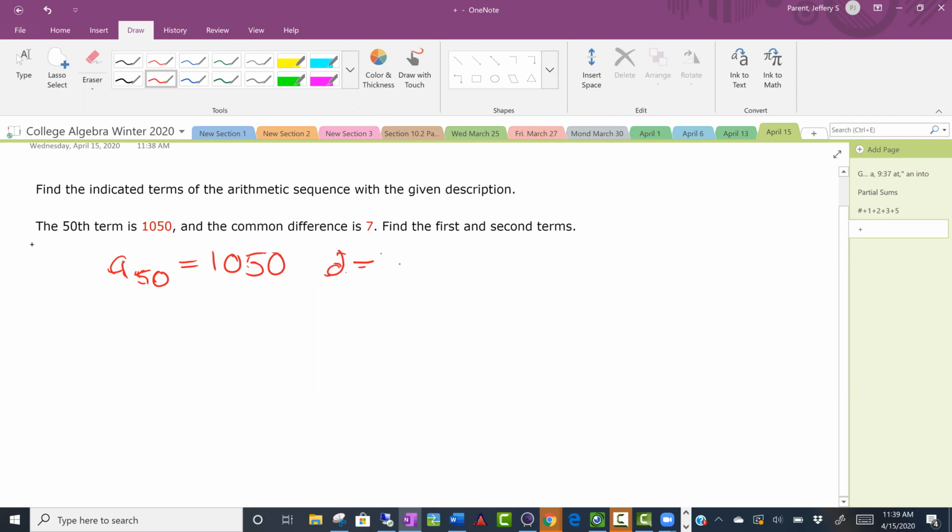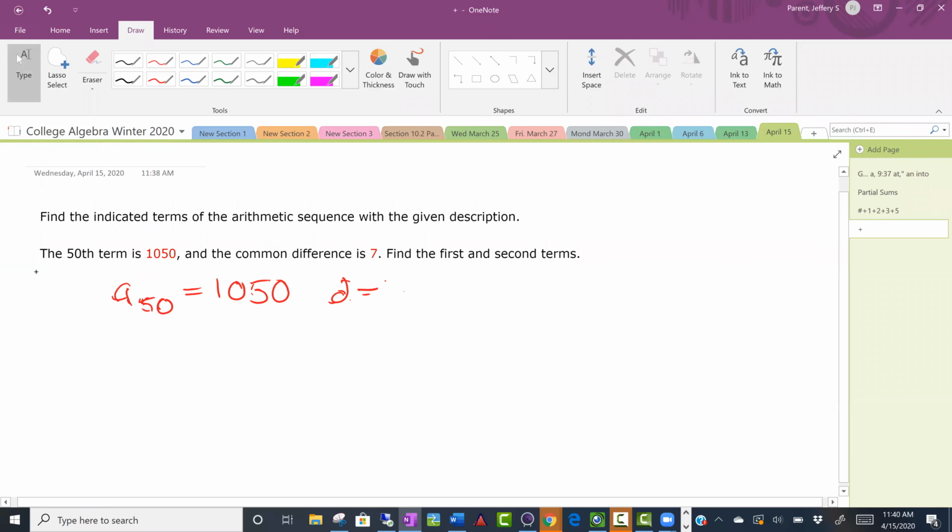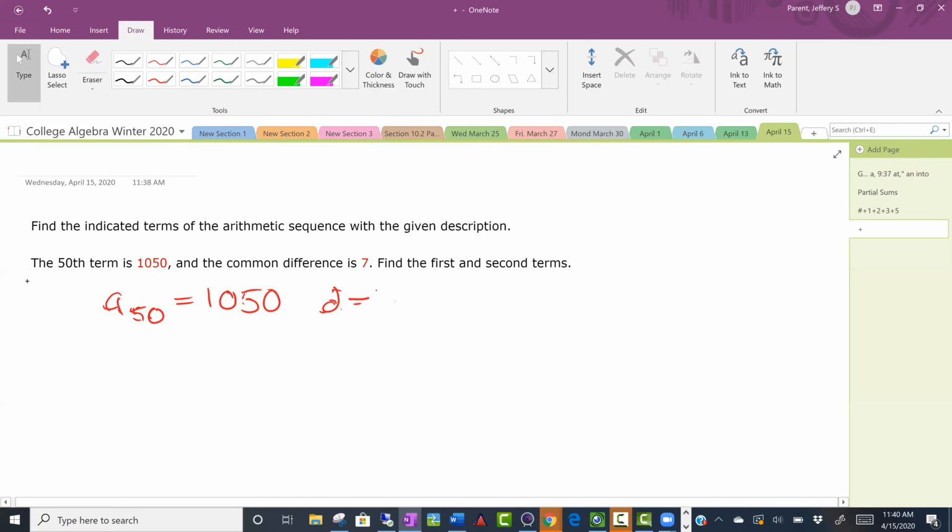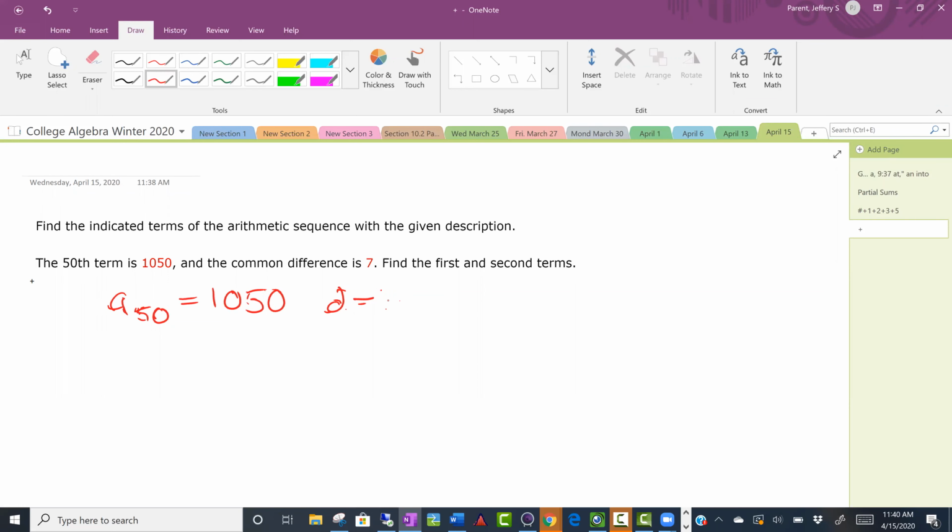Boy, this is just really annoying that this isn't writing better. 7, no, that's not helping.